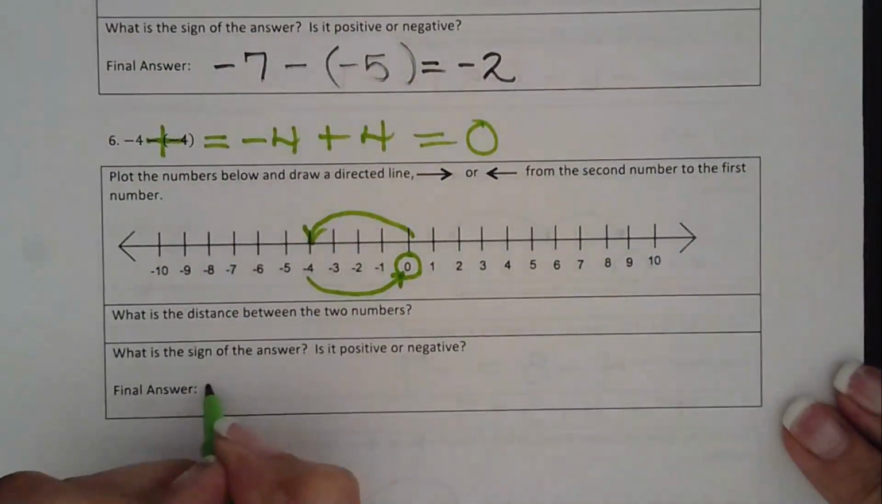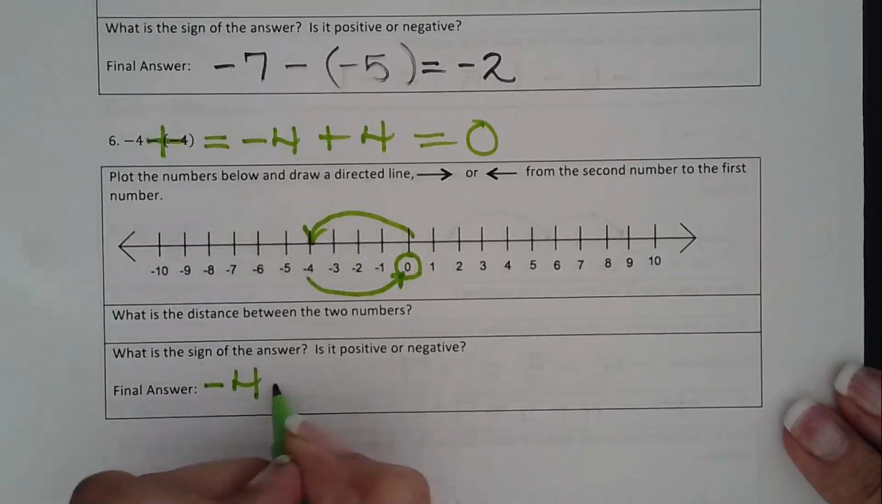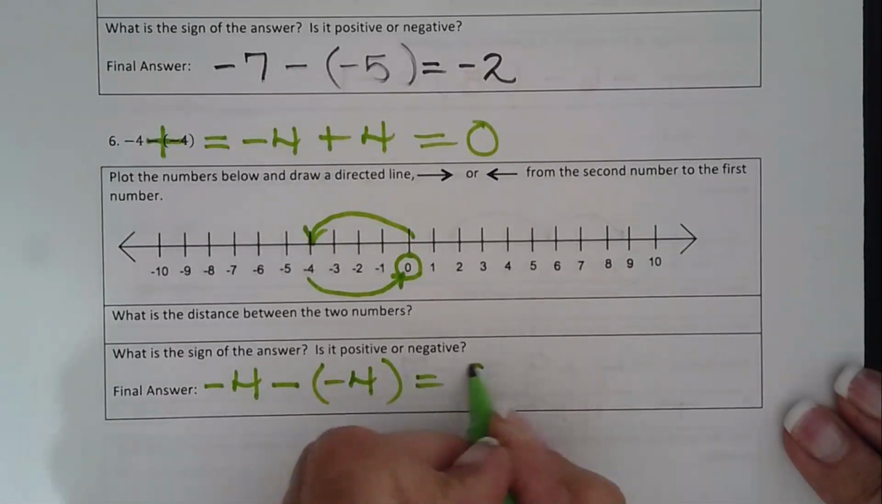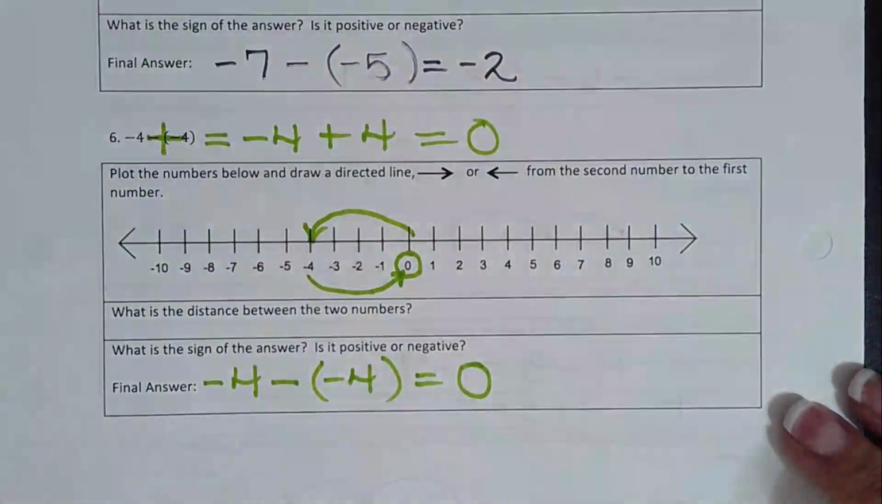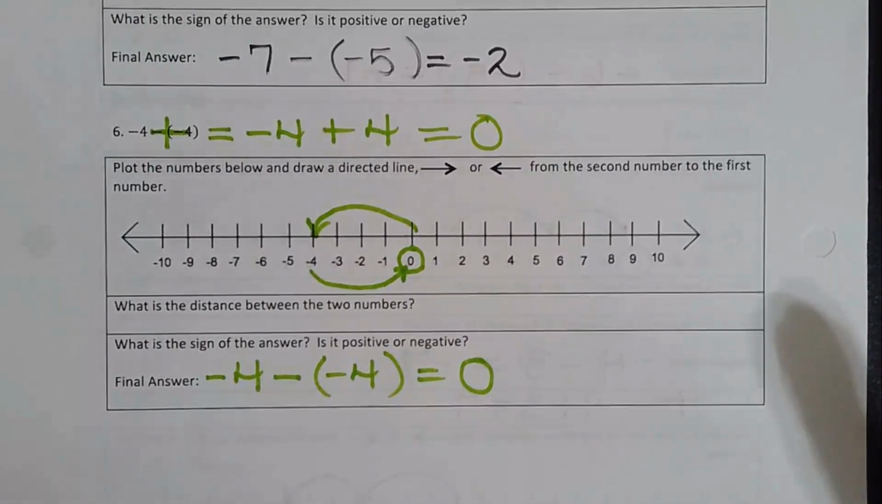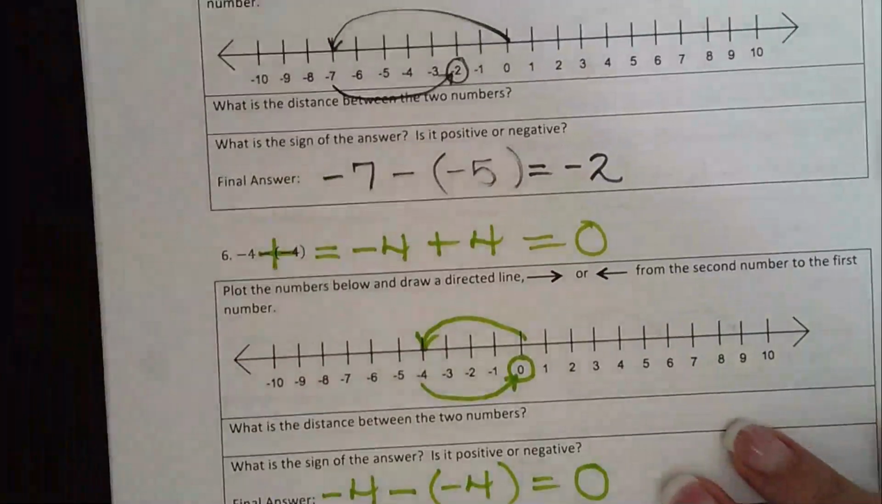So this would be -4, copying the original problem, minus -4, which really means +4, is 0. So that was a fun one. Okay, let's go to the last page. So this is just practicing.